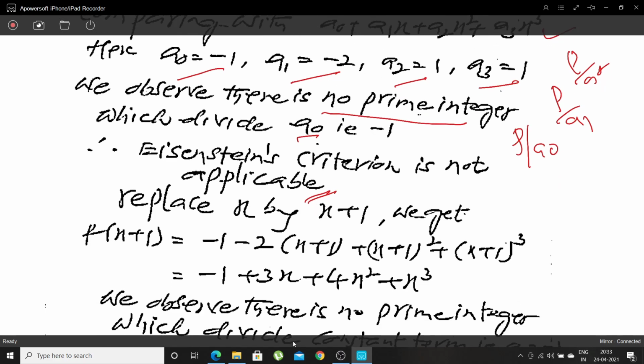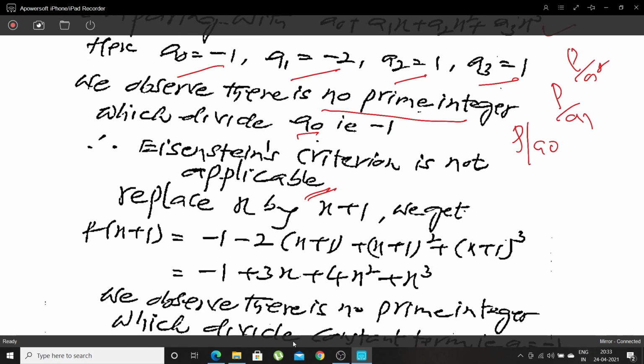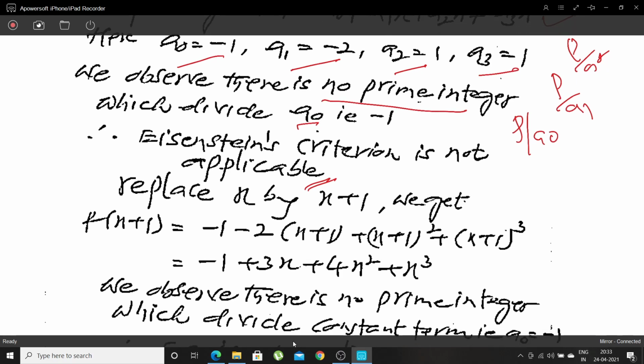If the theorem is not applicable, that means we have to see the possibilities. The possibilities are generally, I told you, plus or minus 1, plus or minus 2, and so on. Let me try replacing x by x plus 1. If you replace x by x plus 1 and simplify, again what do we observe? There is no prime integer which divides the constant term. This statement is very, very important. What do I do now? I will replace x by x minus 1. Again, the theorem is not applicable.